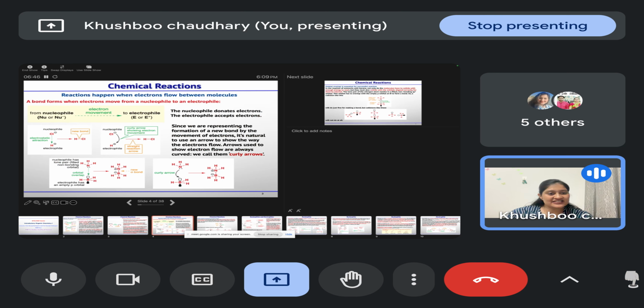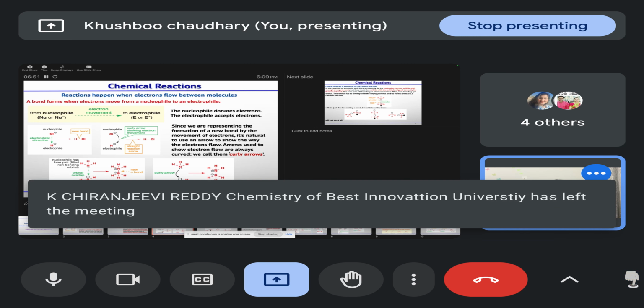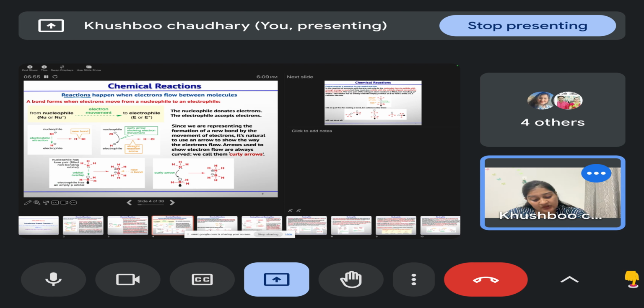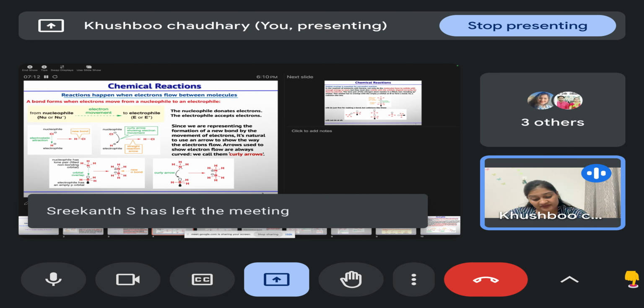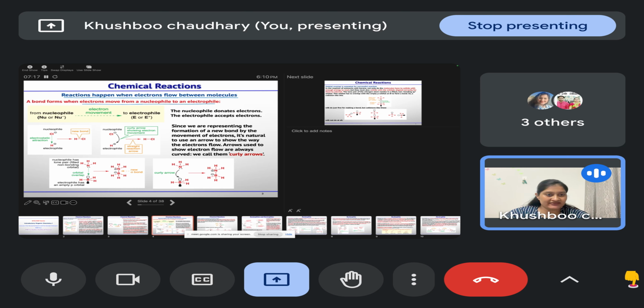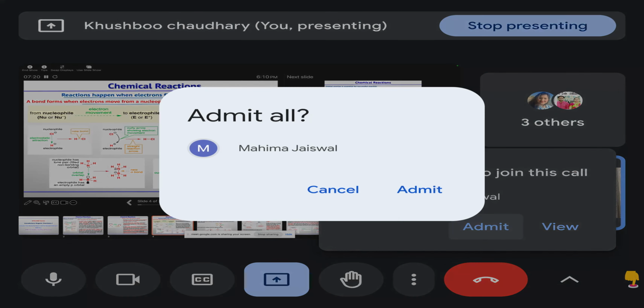So now, as we know that attraction or orbital overlap can bring molecules together, how will we represent that reaction? A reaction happens when electrons flow between molecules. And if electrons are flowing, then there must be an electron source that contains those electrons, and an electron accepting species that can accept them. So a bond forms when the electrons move from a nucleophile to an electrophile. We will discuss electrophiles and nucleophiles.